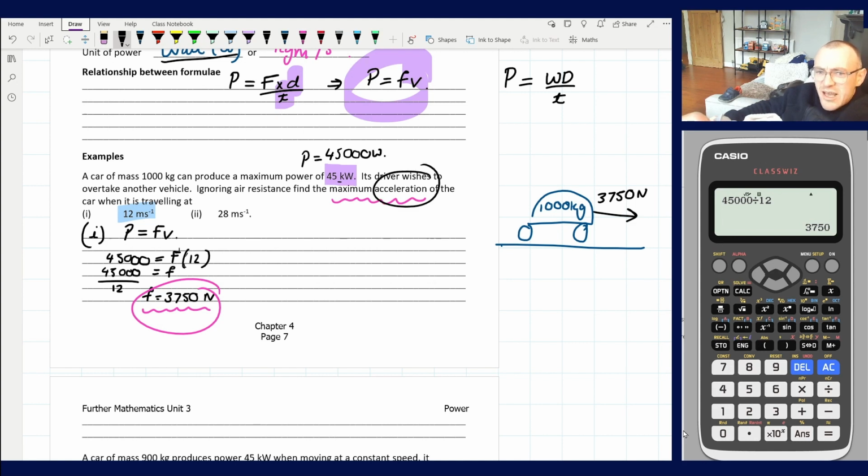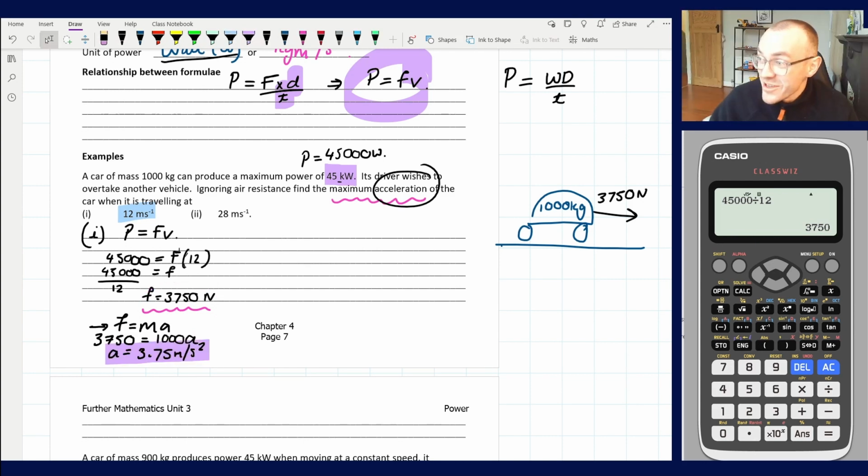So now, trying to get an acceleration, I know the forces involved. I know the mass of the vehicle. I can use F equals ma to tie this all together. So next, I'm going to do F equals ma. I know the driving force. I know the mass. And I know acceleration, and I can rearrange to get the acceleration there, 3.75. Okay, right, I think we're in the clear.